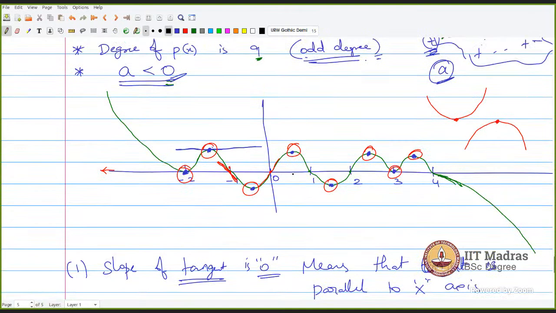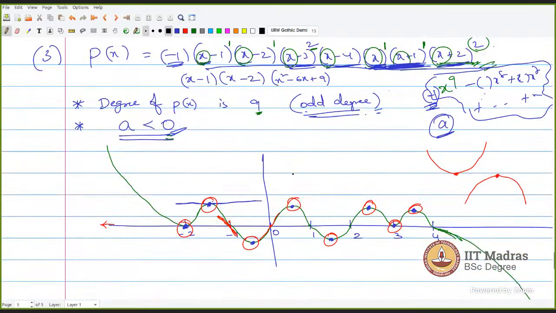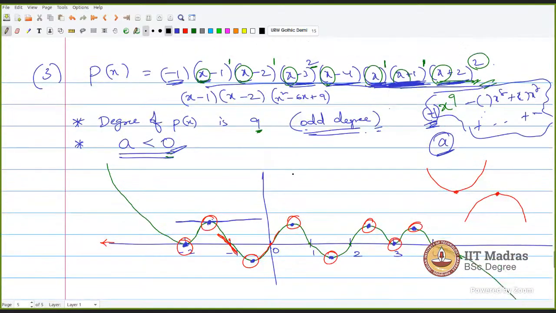Okay, fine then. Hello, sir. Sir, I have a question. How can we conclude the degree of any polynomial by looking at the graph and the turning points? We can conclude, bro. Please, some attention.